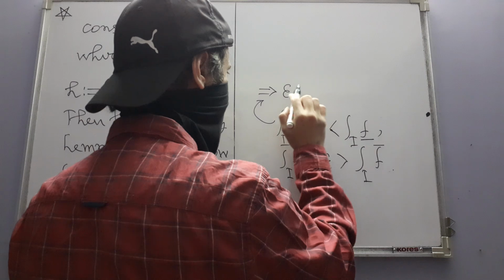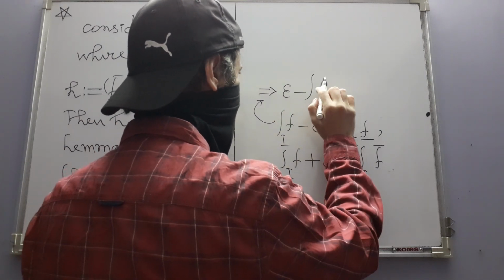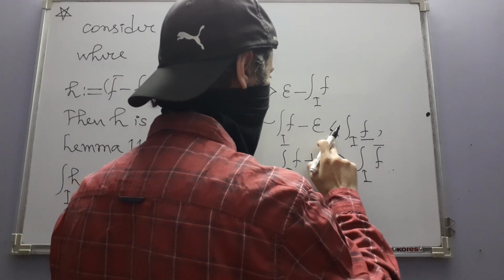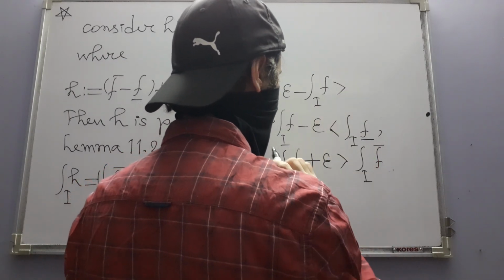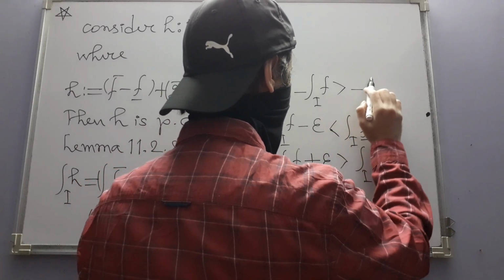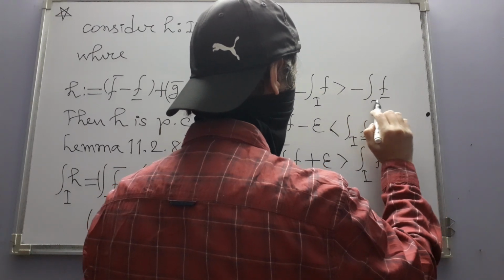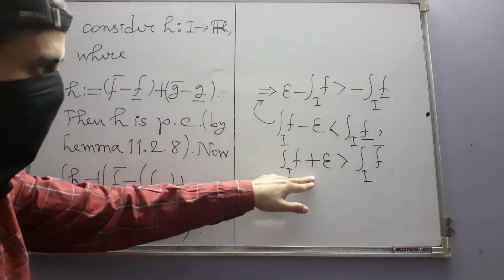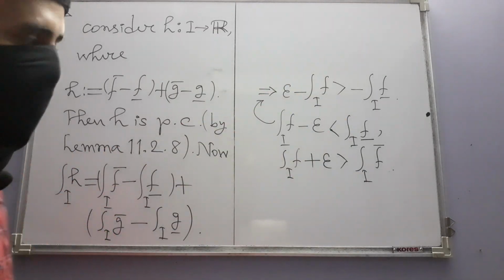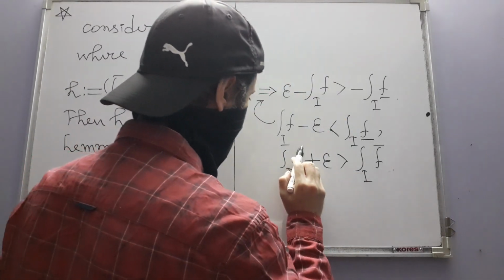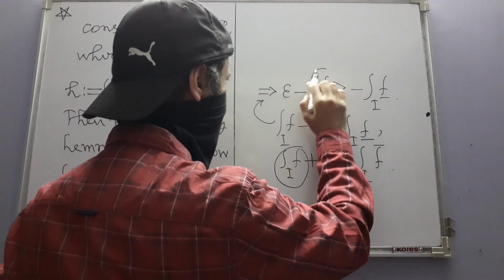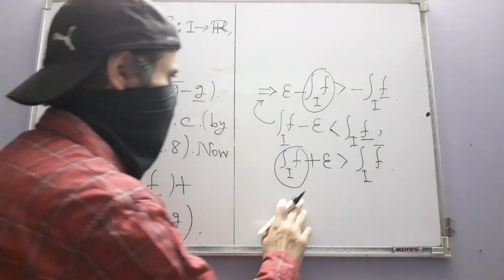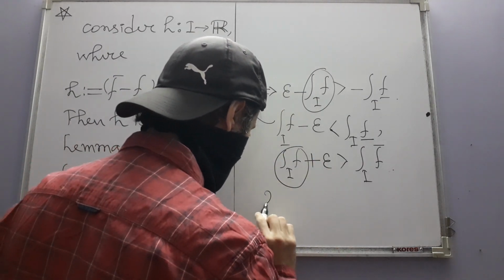That way we get epsilon minus integral of f over I. So now the inequality will change direction. It will become like this. On this side we have this. And now you can add this and this, I mean these two inequalities. If you do, you see that the integral of f vanishes. And you have 2 epsilon.